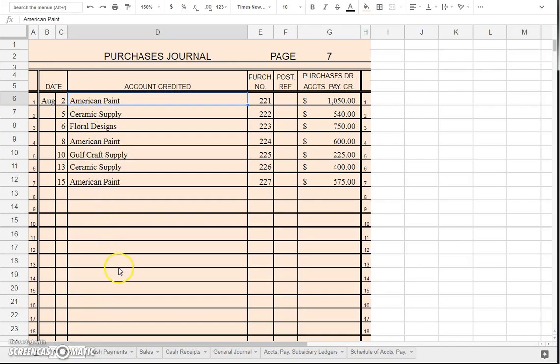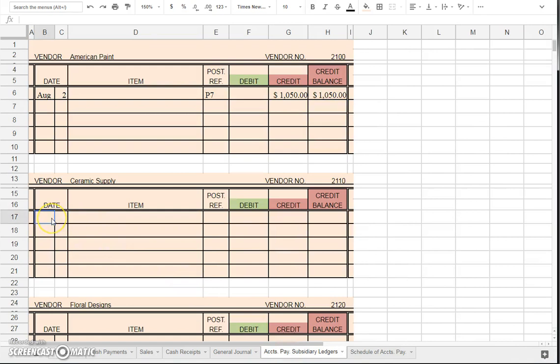Ceramic Supply on August 5th, credit of $540. So Ceramic Supply, August 5th. This also came from P7. It was a credit of $540. It's my very first transaction, so that's also my balance.